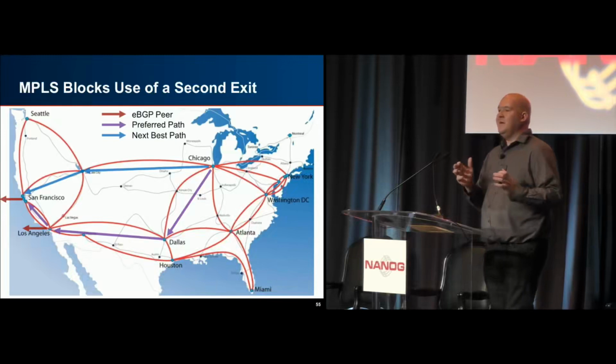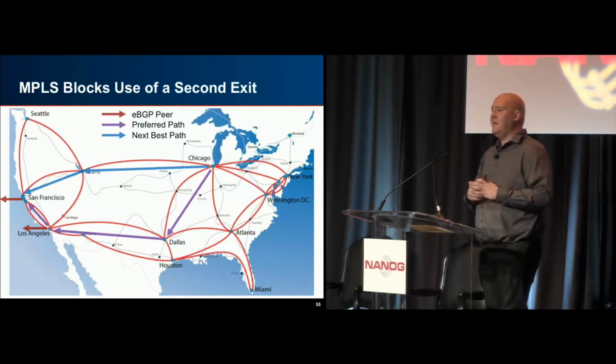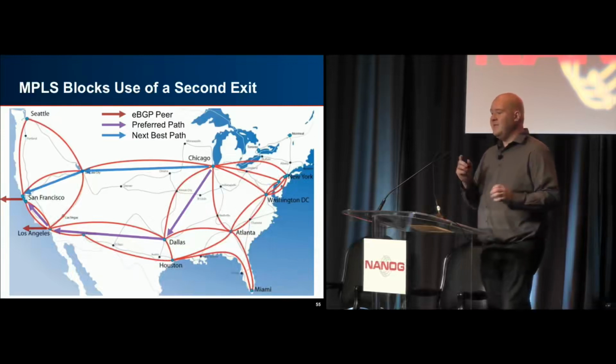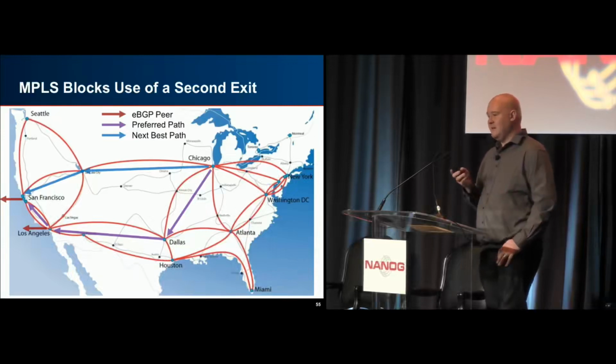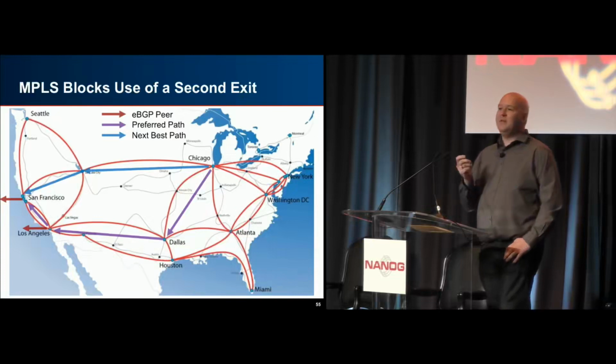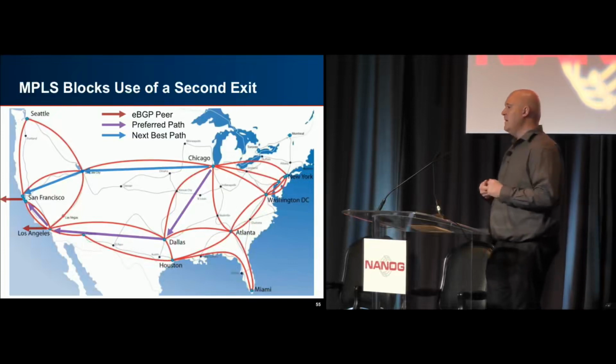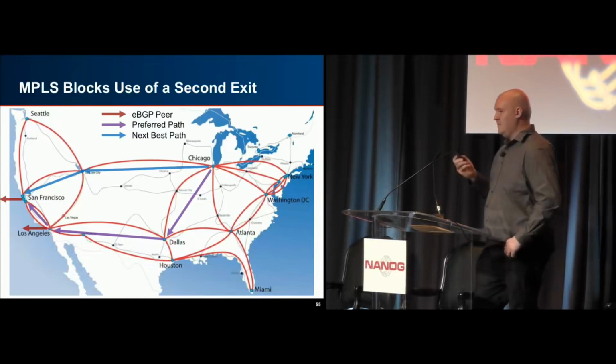MPLS is great for figuring out how to move traffic within your network, but it's still going to send that traffic to San Francisco, even though it could have exited at Los Angeles and it didn't. That can either be a good thing because you get consistency in traffic planning, or it can be a bad thing because you've now created suboptimal routing that you didn't need to because the protocol didn't know.